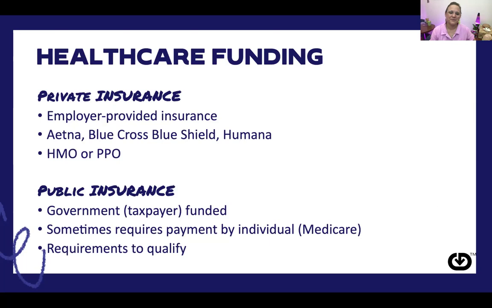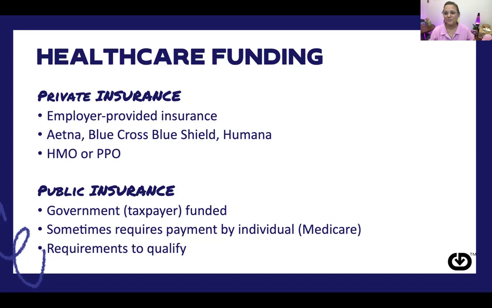Healthcare funding comes from both private and public insurance. Private insurance is employer-provided insurance. It's tied to someone's job. And examples of this would be Aetna, Blue Cross Blue Shield, Humana, Cigna. And these can be either HMOs or PPOs. HMOs require that a patient go to their primary care doctor for all needs and then get referrals to specialists as needed. A PPO gives patients more autonomy and they can go directly to whatever service they choose that they need.